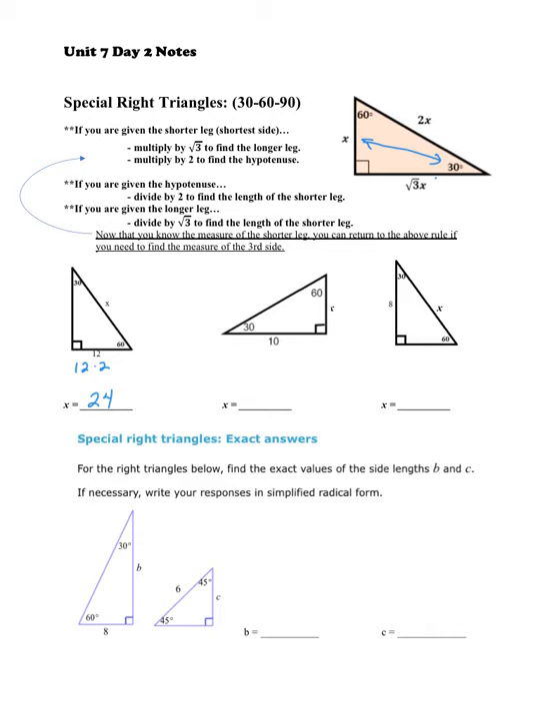Now in the next triangle, we are given the longest leg, and we have to find the short leg. We follow the rules. Divide by the square root of 3 to find the shorter leg. 10 divided by the square root of 3 becomes 10 times the square root of 3 over 3, and there is no way to reduce that. There are no common factors. So x, and this is kind of messy, x is 10 times the square root of 3 over 3. That is the exact measure.